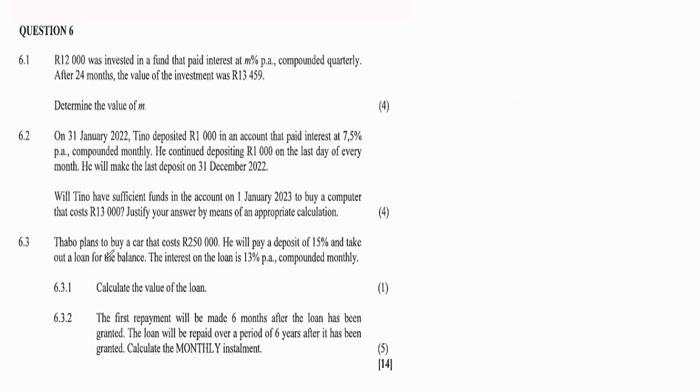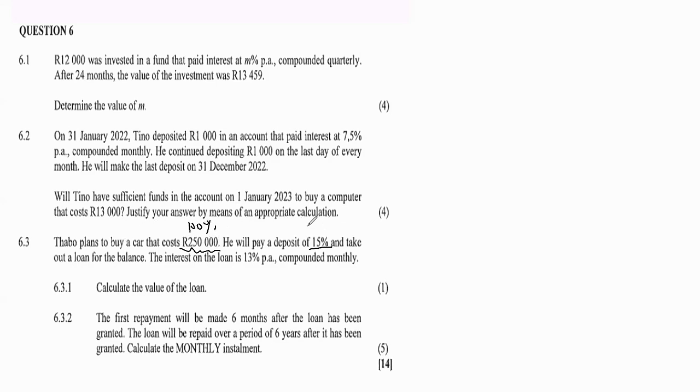Okay, so 6.3 says Thabo plans to buy a car that costs 250,000. He will pay a deposit of 15% and take out a loan for the balance. The interest on the loan is 13% per annum compounded monthly. Now for 1 mark, they say calculate the value of the loan. Now note this, the car costs 250,000. So this is 100% the cost of the car.